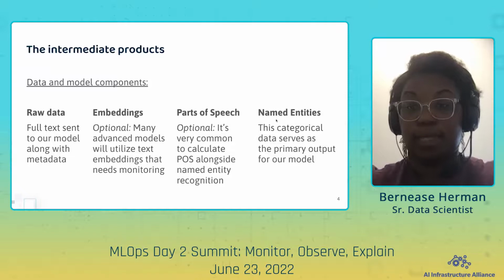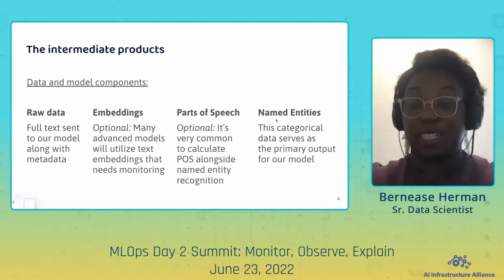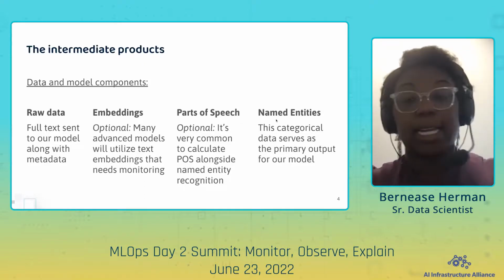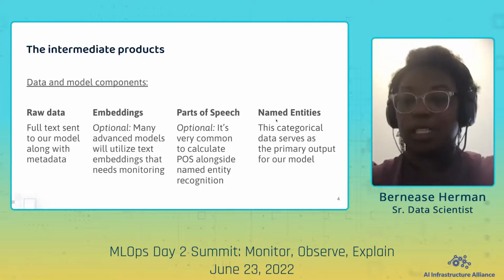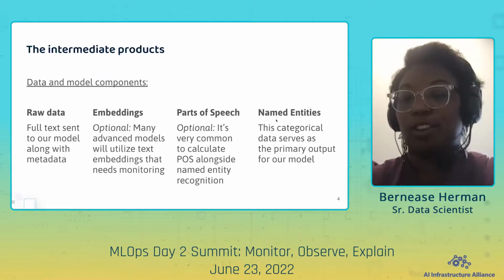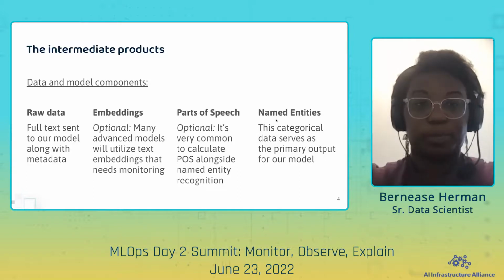named entities themselves. So this is categorical data. Often, again, it's things like organization or person. It's a tag. So not the actual organization, but just the tag organization or person. And this serves as the primary output for a model. So we certainly want to capture this as well.